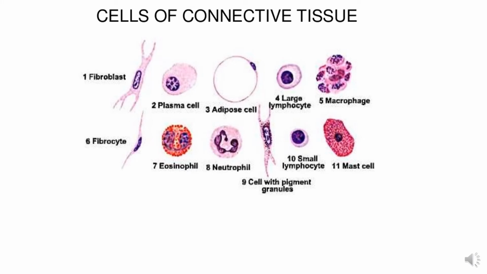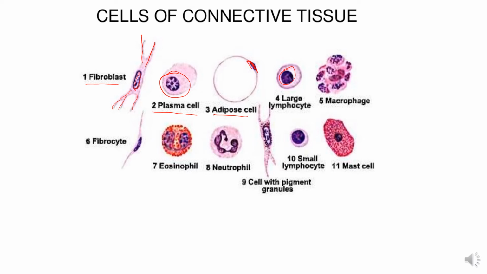Now you can see here the fibroblast. This is a cell with an oval nucleus, and there are cytoplasmic processes. Then the plasma cell, with the typical cartwheel appearance of the nucleus. Adipose cell, signet ring appearance. You can see here that it has got a signet ring appearance. The cytoplasm is pushed to the periphery in a rim-like fashion, and the center is filled up with the fat droplet. So this is the lymphocyte with large nucleus.